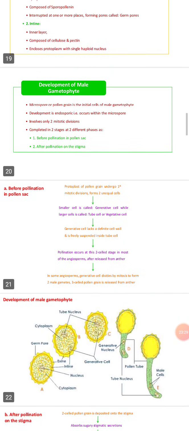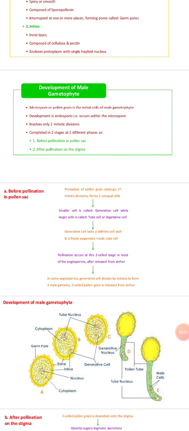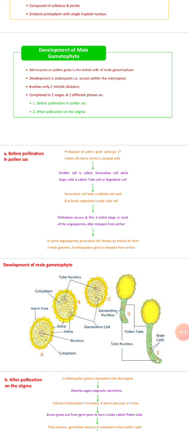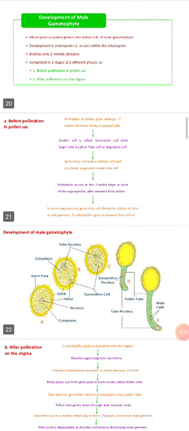As we have seen, the androecium is the male sex organ, which gives rise to the male gametophyte in the form of pollen grain, and that pollen grain undergoes a development process before pollination and after pollination. Okay. The microspore or the pollen grain, which is the male gametophyte, undergoes a developing process, as I told you earlier, before pollination, and the second after pollination. Let us talk about before pollination.